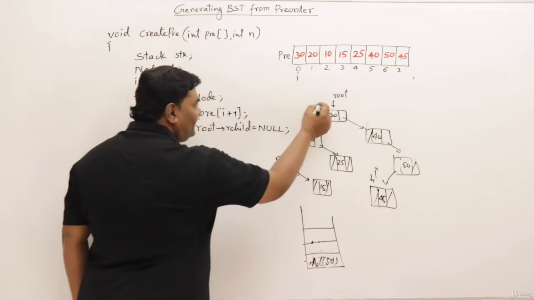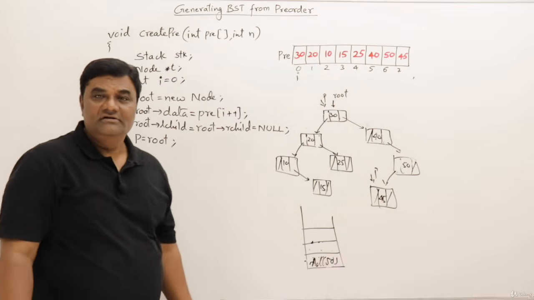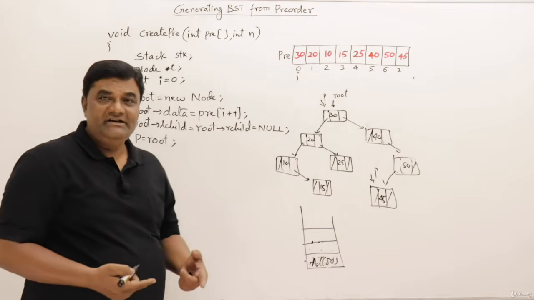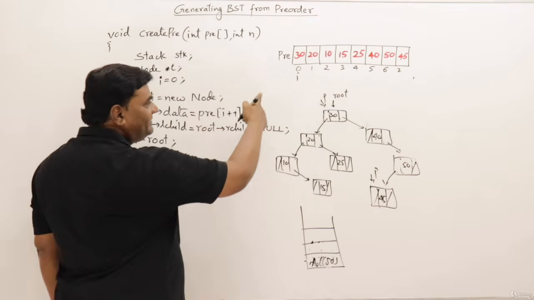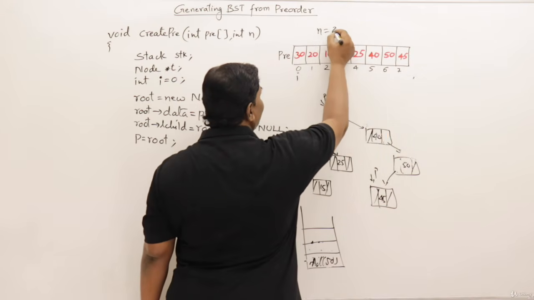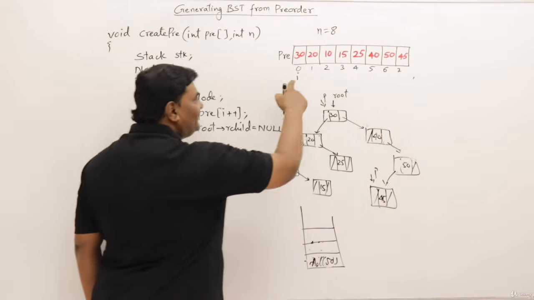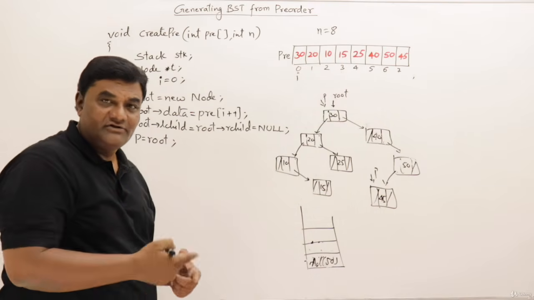Then make P point to root. P is pointing to root. So this is what we have done. Now the procedure was repeating. How long? Until it reaches the end. So total how many elements are there? 8 elements are there, so n is 8, right? So I should stop when i becomes 8, right? So I should continue until i is equal to 7.